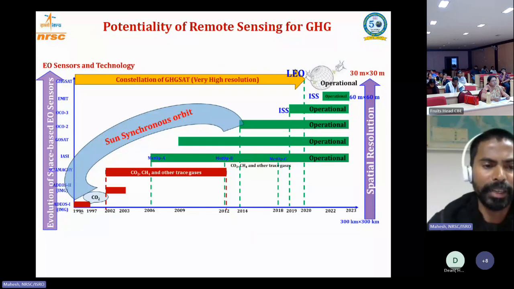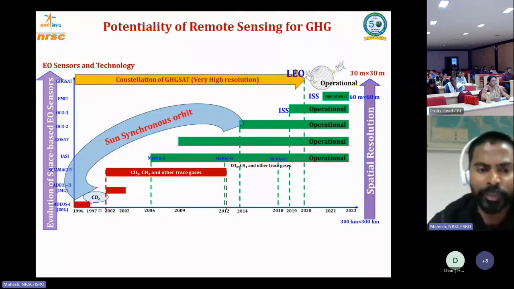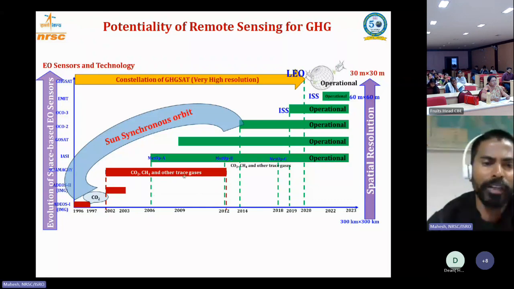Though there was a sensor in 1996, it did not work for a long time. So the actual observations and important useful observations have started from 2002 to date, and on different platforms, different agencies have started measuring these greenhouse gases: European Space Agency, NASA, JAXA, that is Japan.